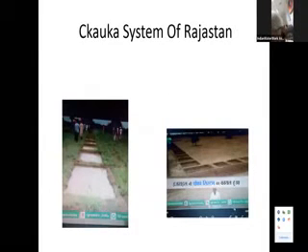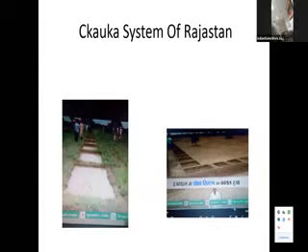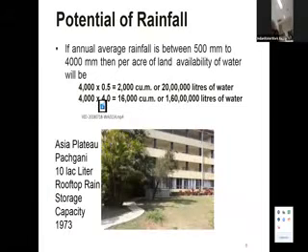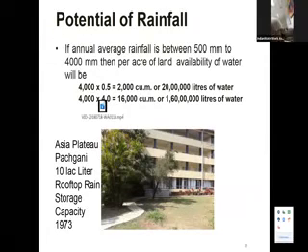This is known as the Chauka system. You see the rectangular plots, they are constructed at a corner of a plot, and the surface runoff is collected into that, and then that water is used for irrigation purposes. This is one part. Why I took irrigation, meaning agriculture, is because agriculture needs maximum water, and that is a neglected area.